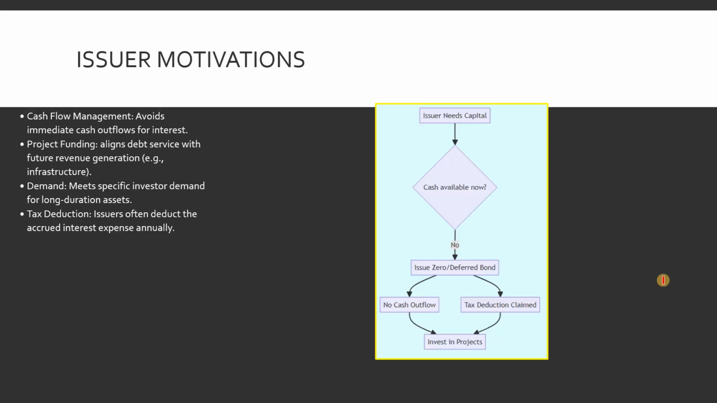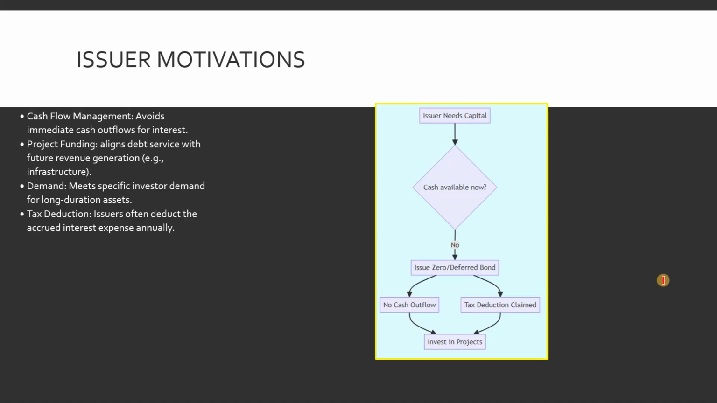Now, issuer motivation. Why do issuers sell these bonds? Primarily for cash flow management. A company building a new toll road or factory might not have revenue for years. By issuing deferred or zero coupon bonds, they avoid paying cash interest during the construction phase. Additionally, in many jurisdictions, the issuer can still deduct the accrued interest as an expense for tax purposes each year, even though they have not paid out cash yet. This provides a tax shield. This structure allows issuers to match their debt payments with their expected future income stream.